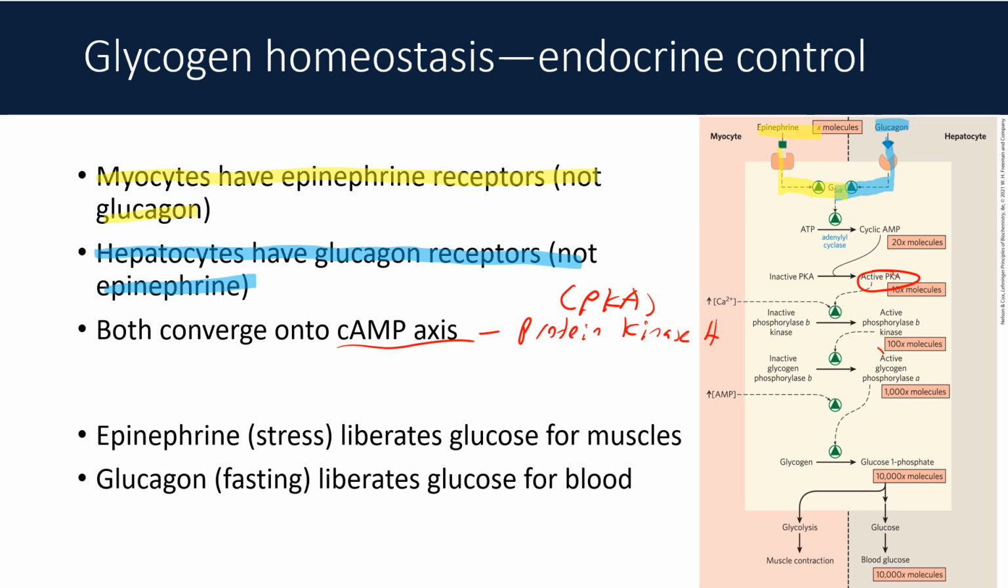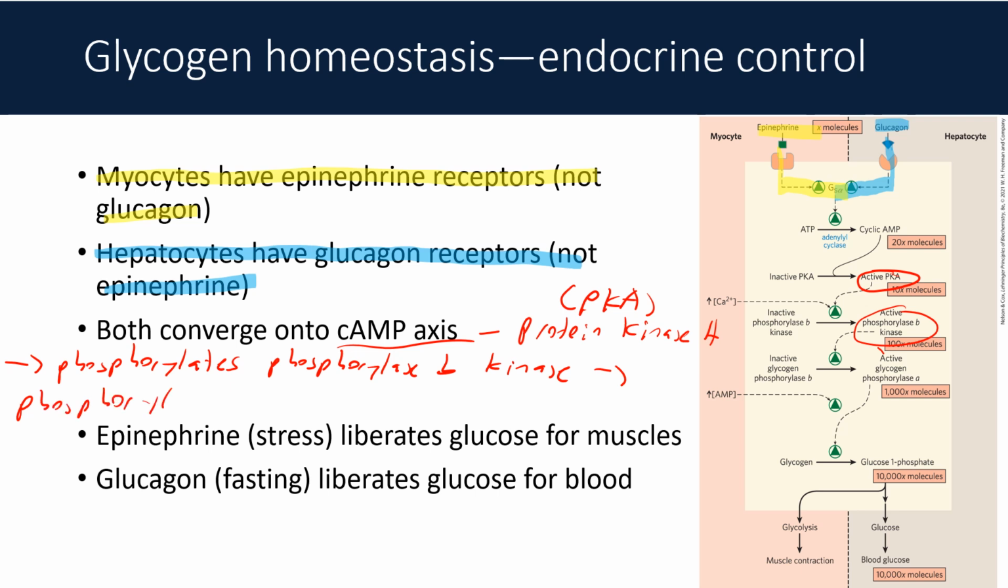But what does this kinase do? Well, it is going to phosphorylate the enzyme phosphorylase B kinase, which activates it. And what does phosphorylase B kinase do? It's going to phosphorylate glycogen phosphorylase, which activates glycogen breakdown.